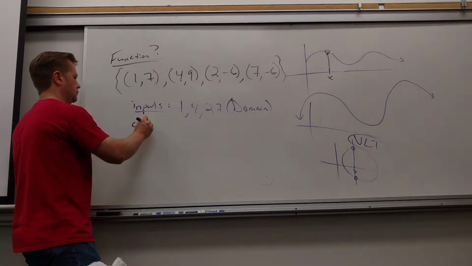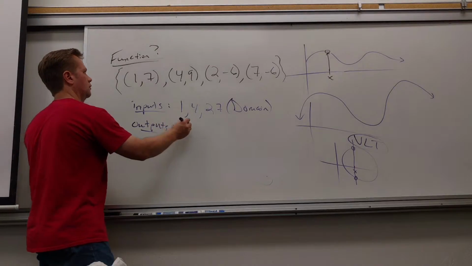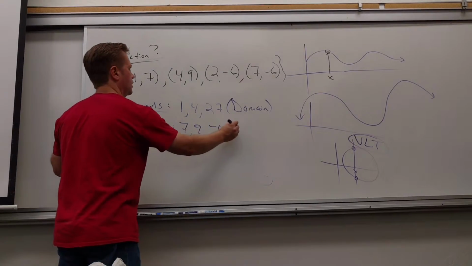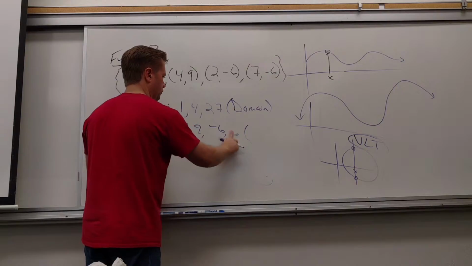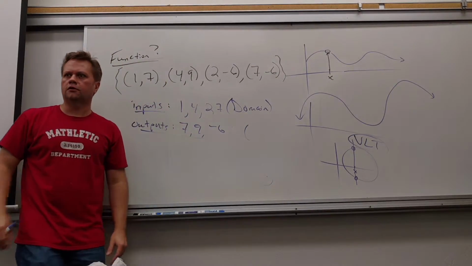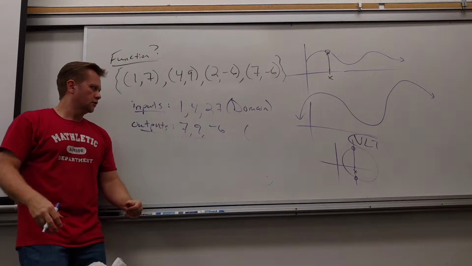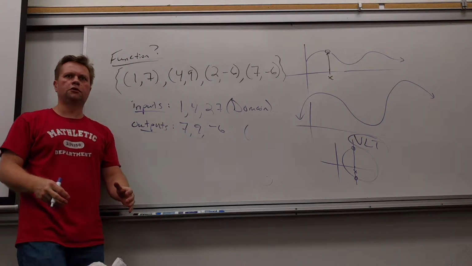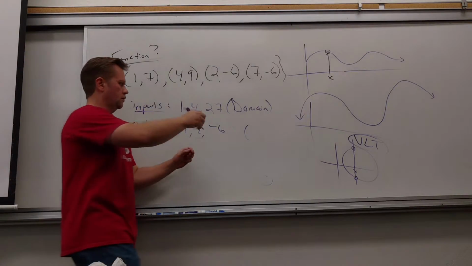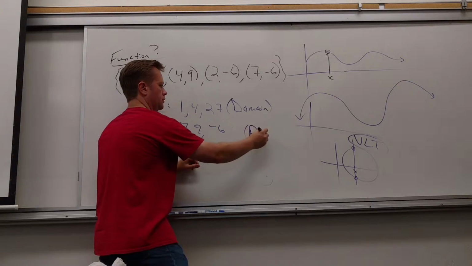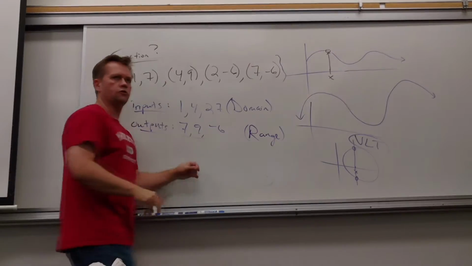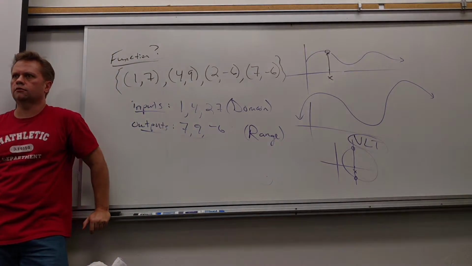What are all the outputs? 7, 9, -6, -6. So you wouldn't write -6 twice, right? This is also known as the range. The range is a collection of all the outputs.